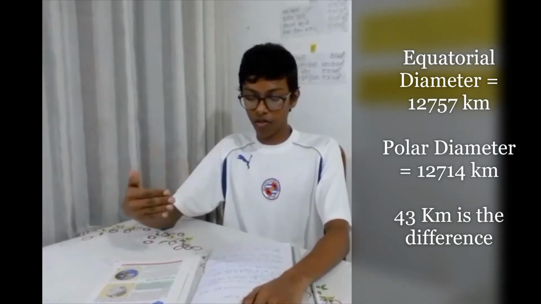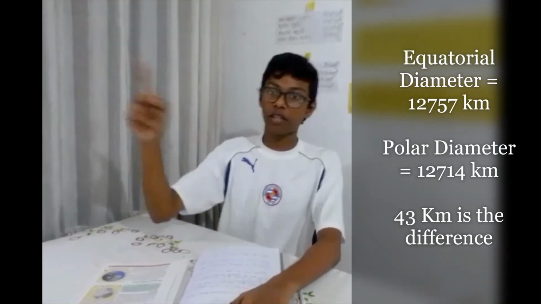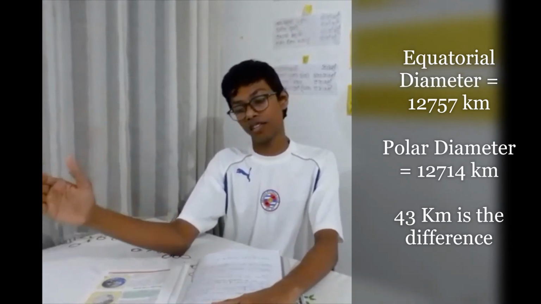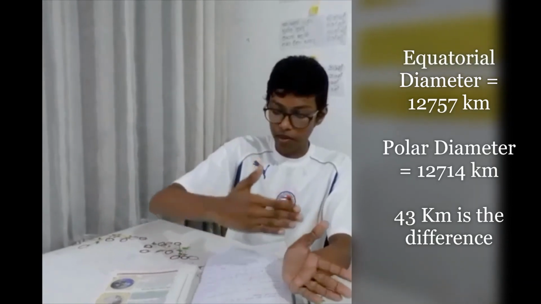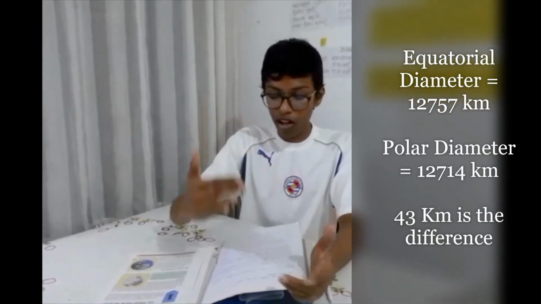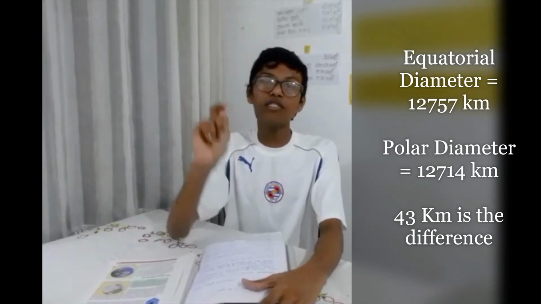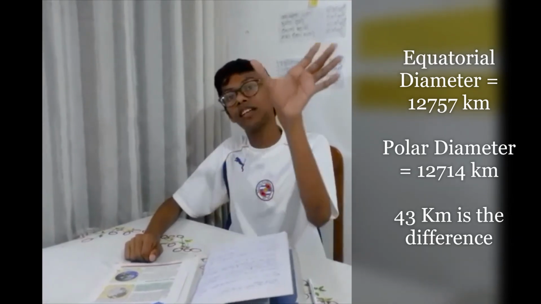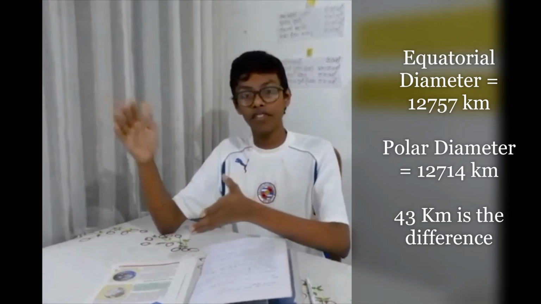Next, the polar diameter, or the diameter from the north pole to the south pole, from top to bottom. The equatorial diameter is the diameter at the equator. The polar diameter is 12,714 kilometers. If we subtract, there will be a small gap, which is 43 kilometers less. It means the diameter from north pole to south pole is less than the equatorial diameter by 43 kilometers.